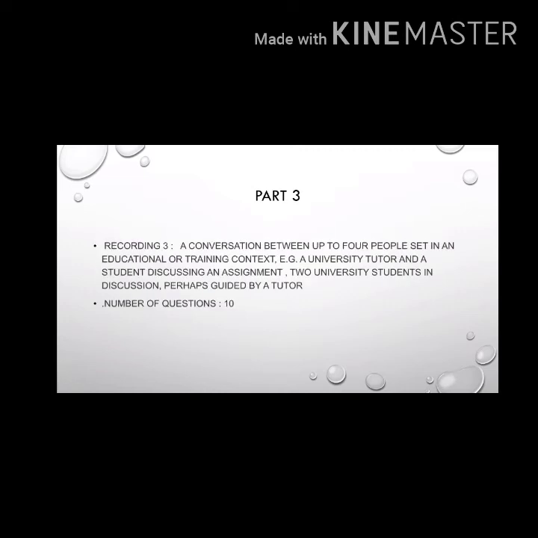Part 3. The Part 3 recording is a conversation between up to 4 people set in an educational or training context. For example, the conversation would be between a university tutor and a student discussing an assignment. Moreover, there could be two university students in discussion, perhaps guided by a tutor.